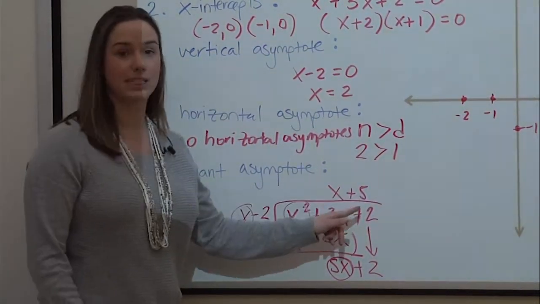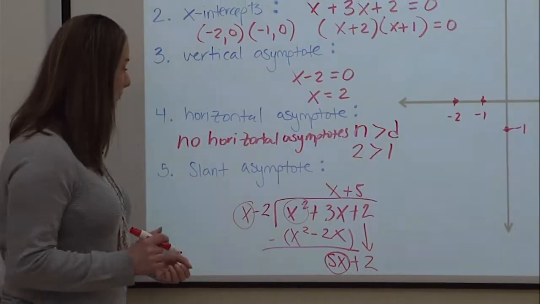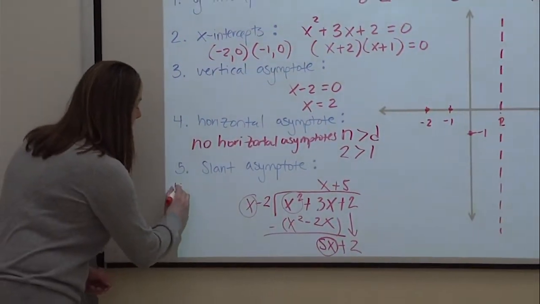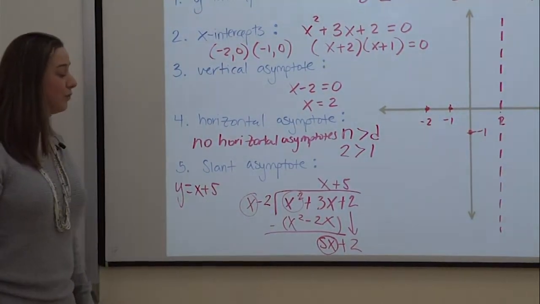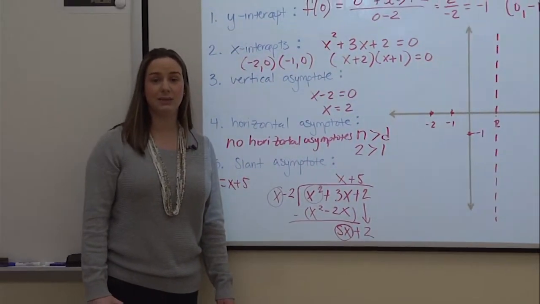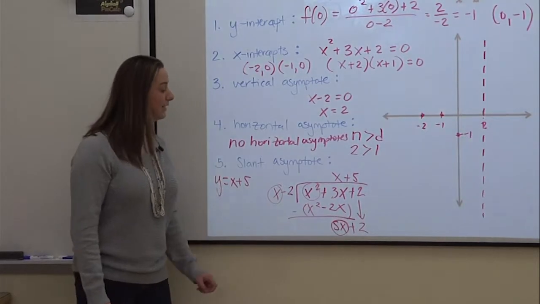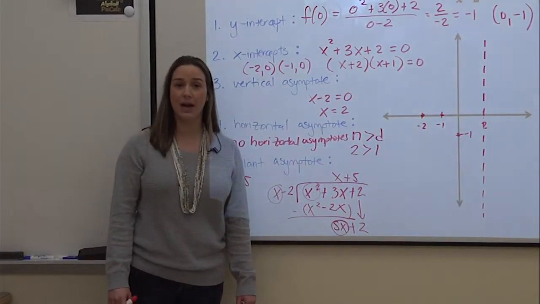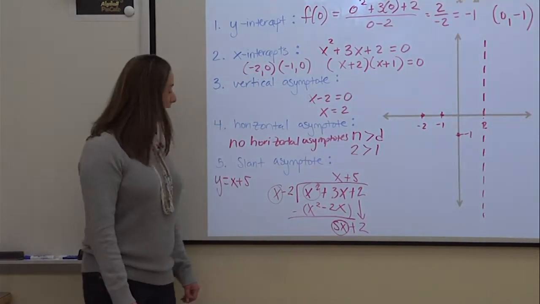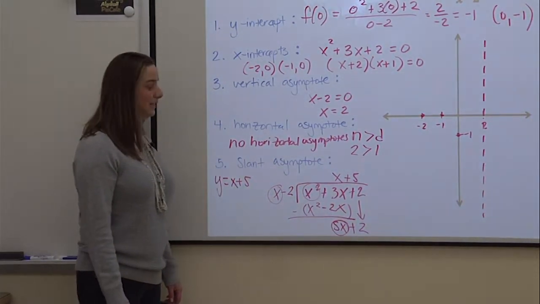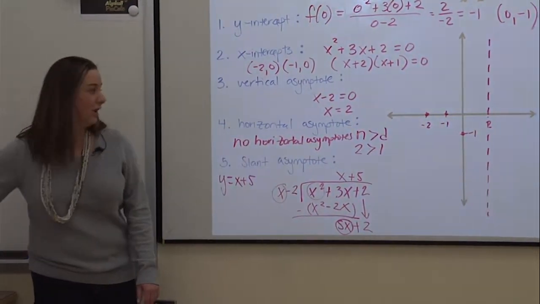So once I get to this point, I have my slant asymptote. My slant asymptote is going to be y equals x plus 5. And again, remember, the reason is because the remainder, as it increases or decreases without bound, is getting infinitely close to 0. So x plus 5 is going to be my slant asymptote, and I do want to graph this.